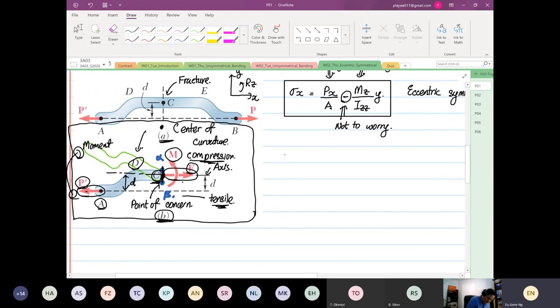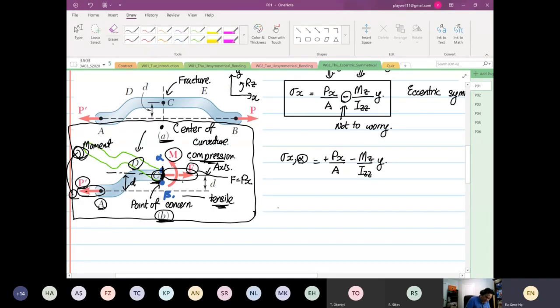So if we look at stress x at point alpha, alpha is at the top. So what we have is Px over A. The F over here is also equal to our Px. From point C, Px is pulling the structure away, so it's in tensile. So plus Px over A, and then alpha, which is at the head of the moment arrow, so it's minus Mz over Izz multiplied by y.